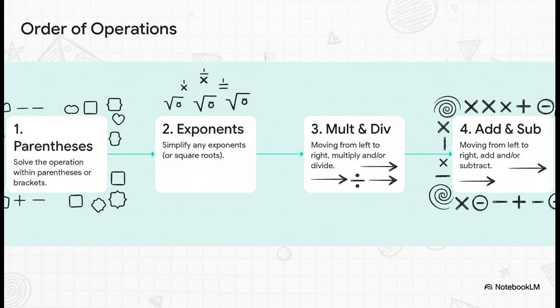It's our roadmap. First up is P for parentheses. You always start inside those. Then E for exponents. Next, M and D for multiplication and division. Now this is key. You do these as they show up from left to right. And finally, A and S for addition and subtraction. Same deal, left to right. This order isn't a suggestion, it's the law.